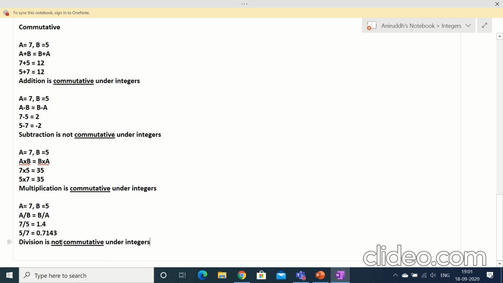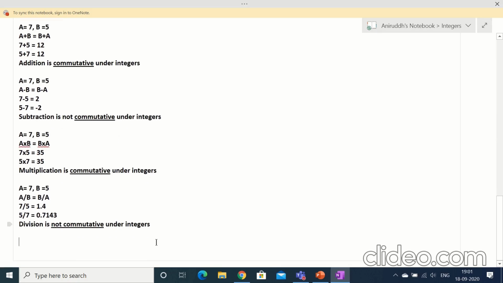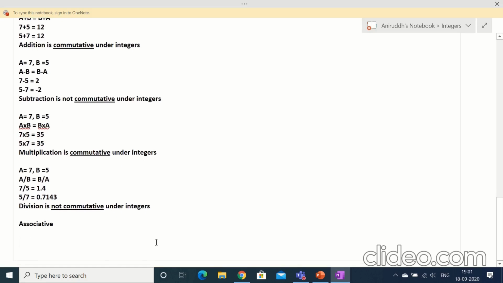Now the third property is associative property. Well, it is similar to commutative property, but there is a difference. In associative property, we use 3 integers, while in commutative property, we use only 2 integers. So, in addition, we say like this: A plus (B plus C) is equal to (A plus B) plus C.